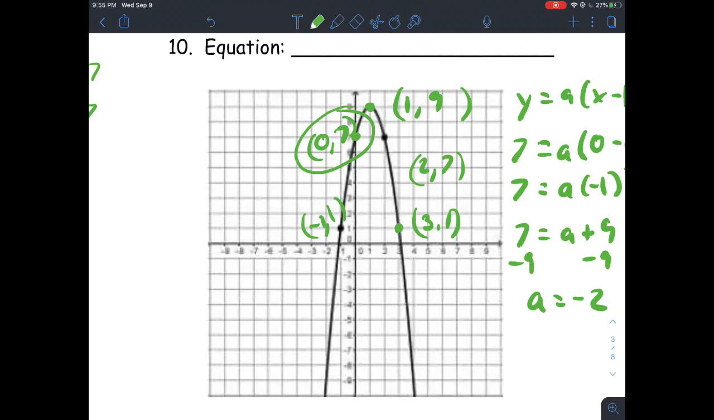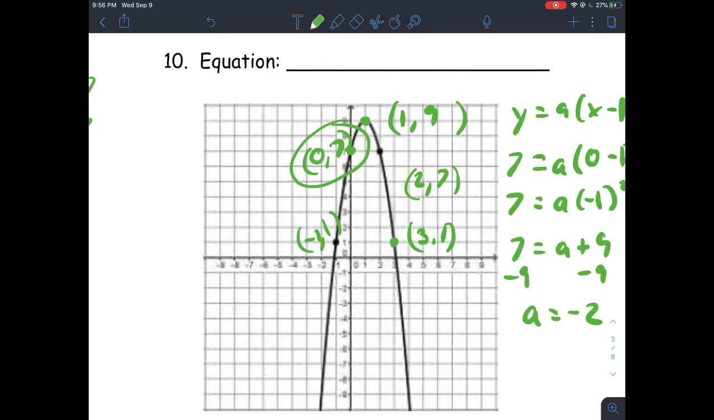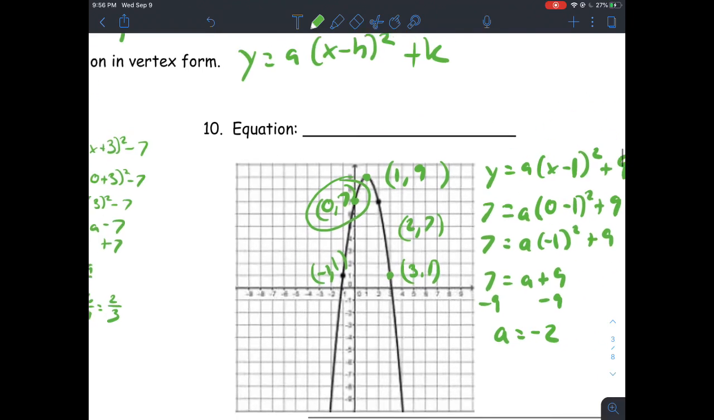Now this is important too. If you look, you can clearly tell that this graph is flipped. So you knew that a had to be negative, right? If it's down like a frown, a is negative. Think about it that way. If a is positive and happy, it's up like a smiley face. If it is negative, it is down like a frown, all right? And since the absolute value of it is bigger than 1, it is a stretch. You can see that that's kind of a skinny parabola.